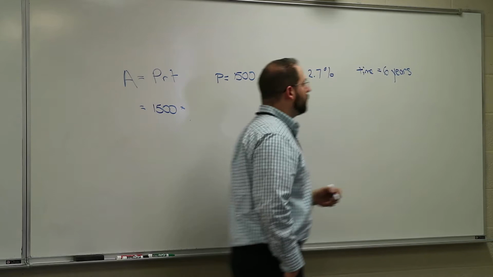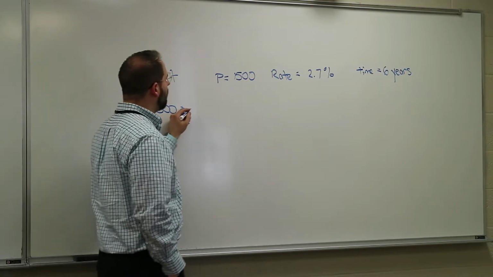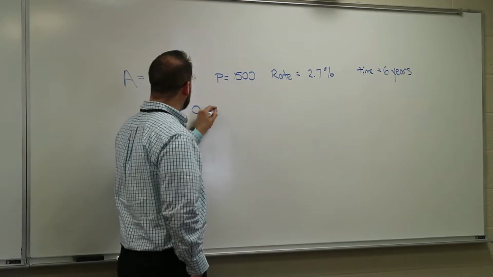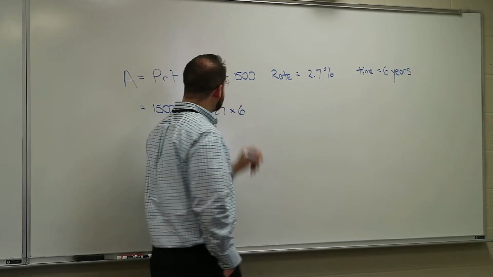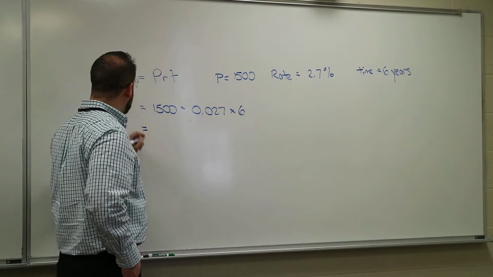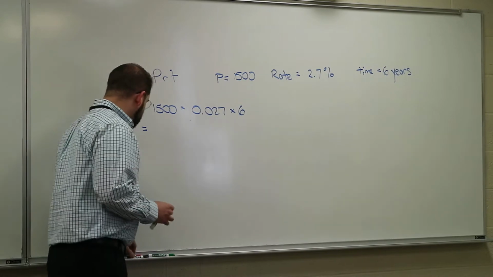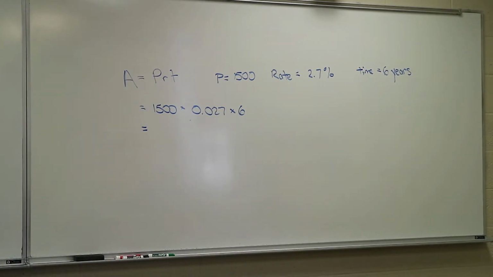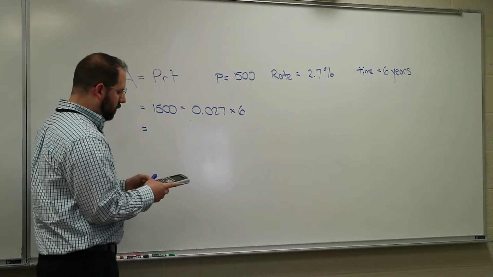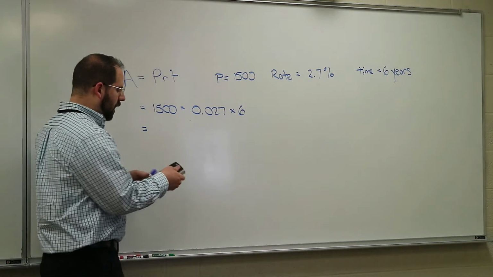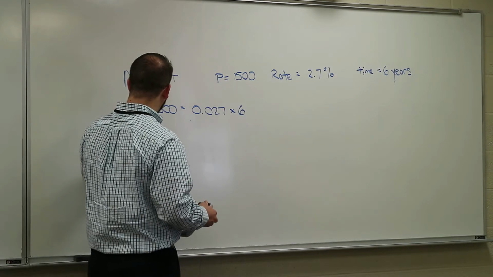Okay, so this is what you have to do in your homework. You have to take your $1,500 times 0.027, so you have to move the decimal over 2 spots. Take it times 6, and this will give you the amount that they're going to charge you. So if I do the calculations, again, this is pretty much what you're doing in your homework today. 1,500 times 0.027 times 6, that's $243.